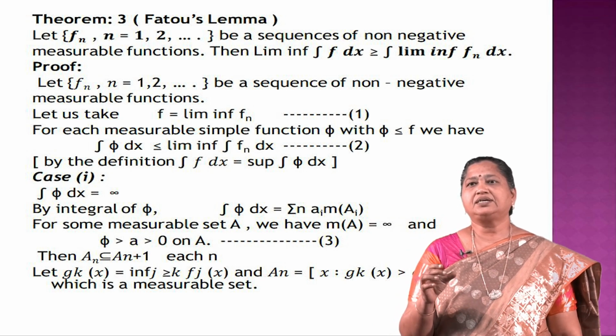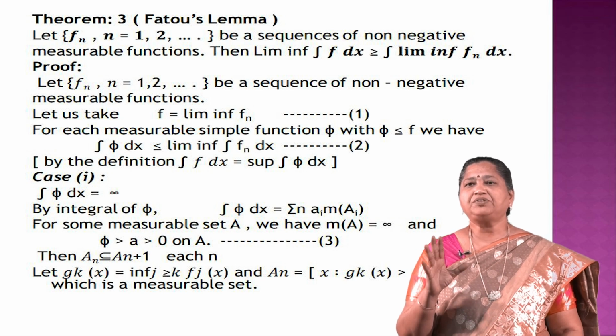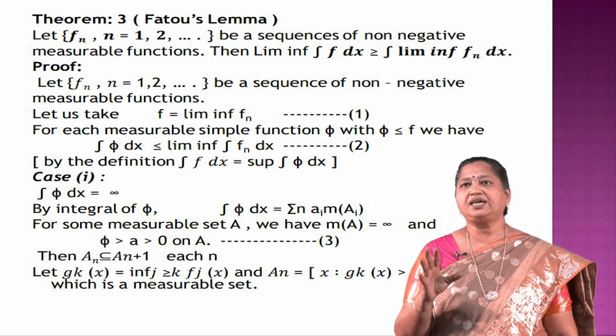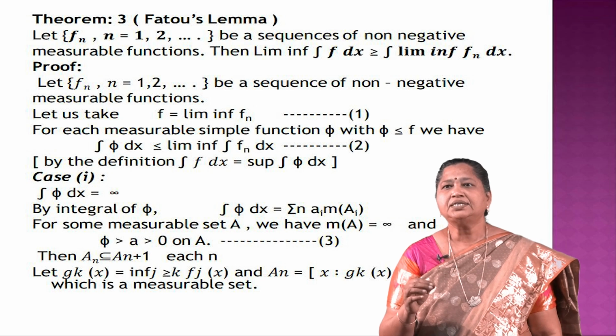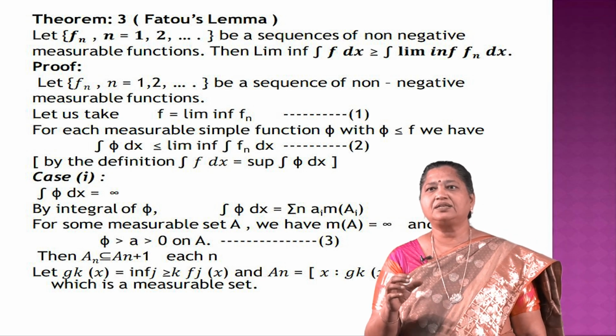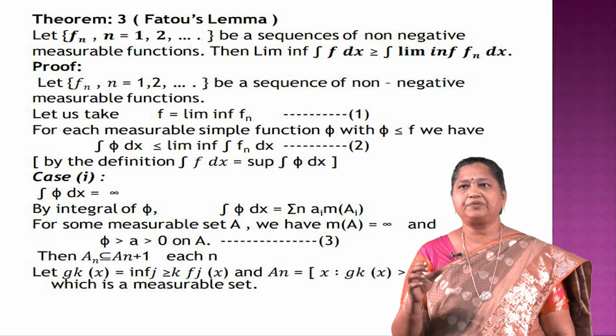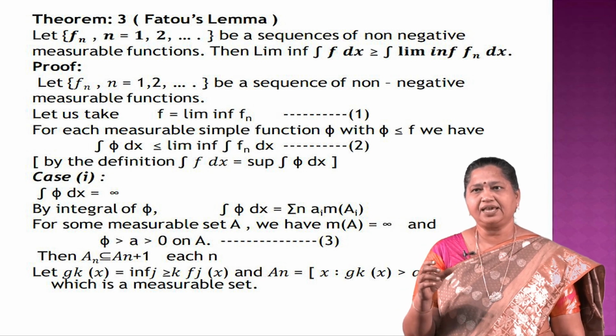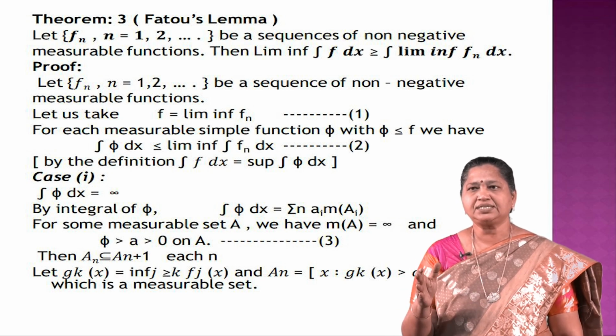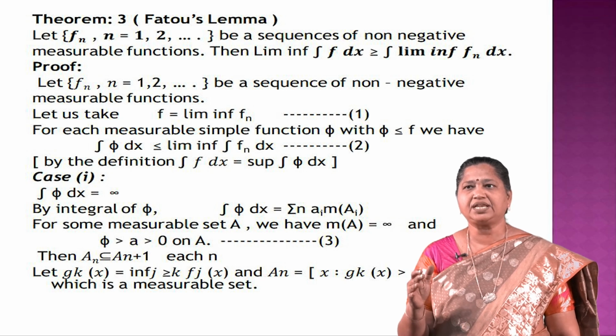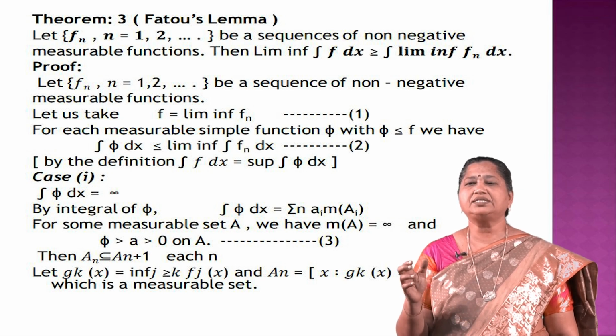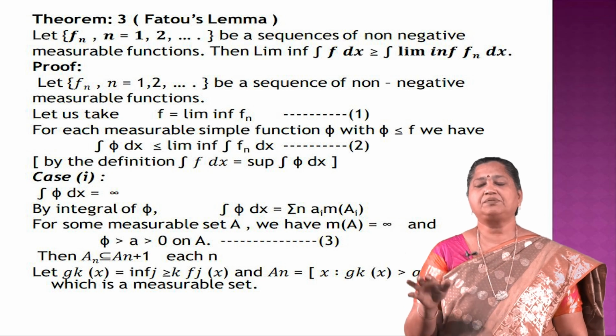So, let us define one measurable function, g_k(x), which is equal to the infimum over j greater than or equal to k of f_j(x), and the measurable set A_n, which is equal to {x : g_k(x) > a for all k greater than or equal to n}, which is a measurable set.